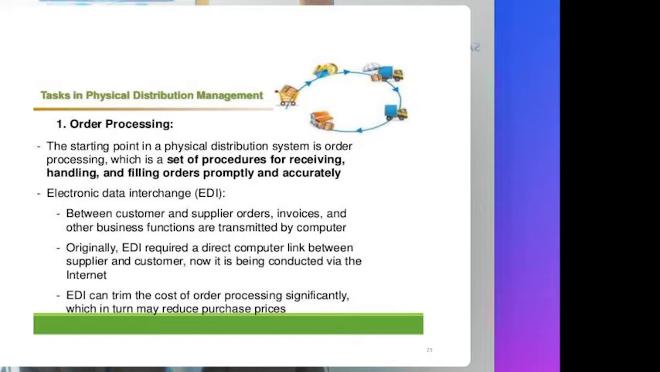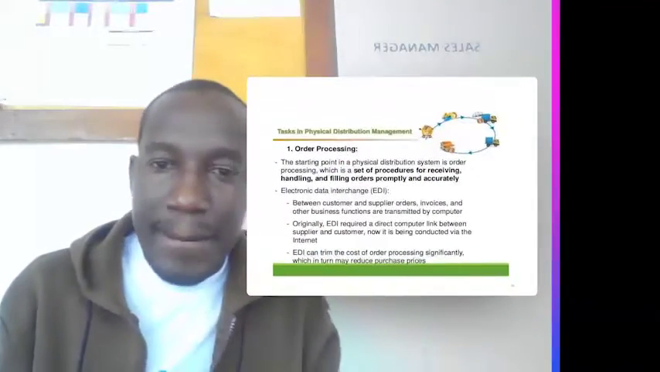When a customer makes an order, for example for chicken, how long does it take for him or her to be served? It is important to know that the customer minds the time he makes an order and the time he receives the order. And with this technology that we have, electronic data interchange, you should be able to quickly work on a customer so that he receives his product in time.